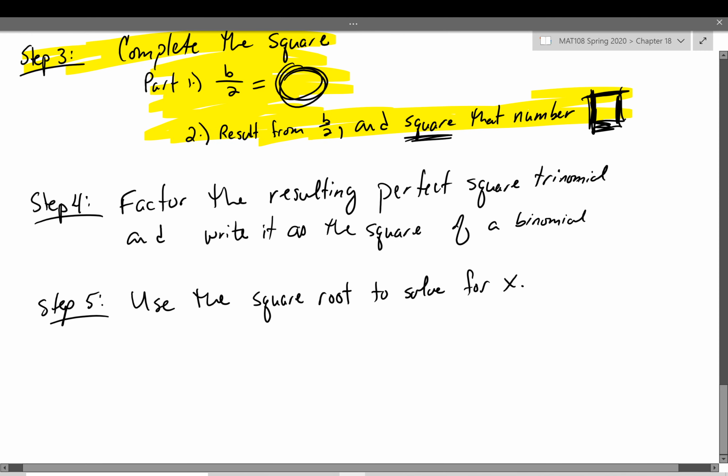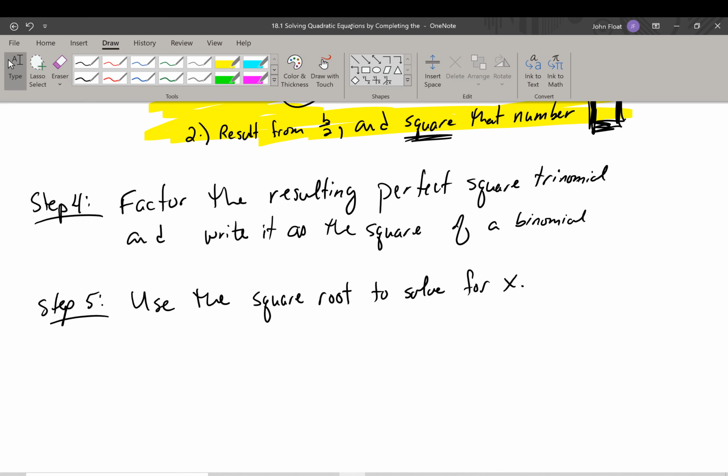Now, step 4, we're going to factor the resulting perfect square trinomial and write it as the square of a binomial. Just write that down. I will show you what it means, okay? And then step 5, we're going to use the square root to solve for x, okay? All right. So let's go ahead and we'll start off with a relatively simple problem, okay?